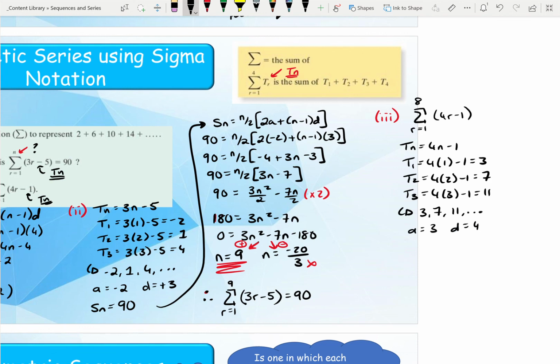So a is going to be 3, and my common difference is going to be 4. And they've told me at the start of the question that they want the sum of the first 8 terms, so n would be 8. So that means then I'm going to use my Sn formula, which is n over 2 by 2a plus n minus 1 times d. So I'm looking for S8, so I'm going to have 8 over 2 by 2 by 3 plus 8 minus 1 times 4.